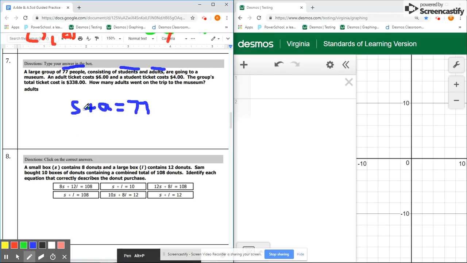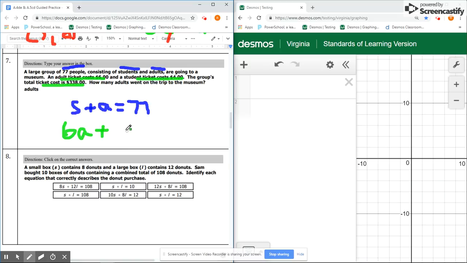Now another thing that we can put as an equation is all of the money, how much it costs. So an adult ticket costs $6, student ticket costs $4, the total cost is $338. So I have $6 per adult, 6A, plus I have $4 per student, so 4S equals a total of $338.